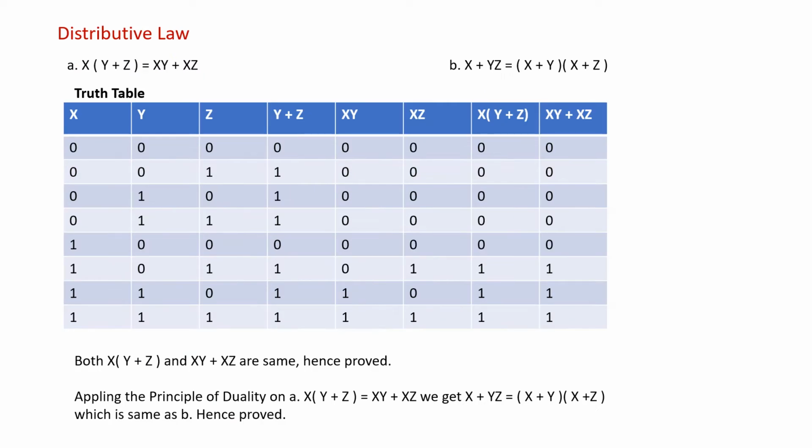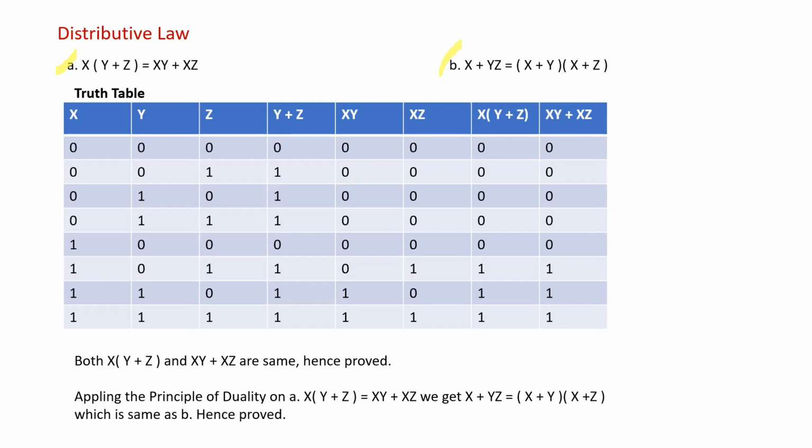Now let us look at the distributive law, which is the next law, and under that the statements are: when x is ANDed with y OR z, the result is the same as x AND y, and x AND z, and both are ORed. And statement B states that x OR y AND z is the same as x OR y and x OR z, and the results of both are ANDed.